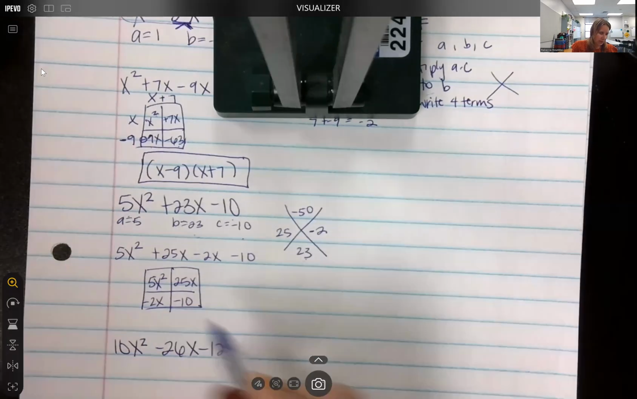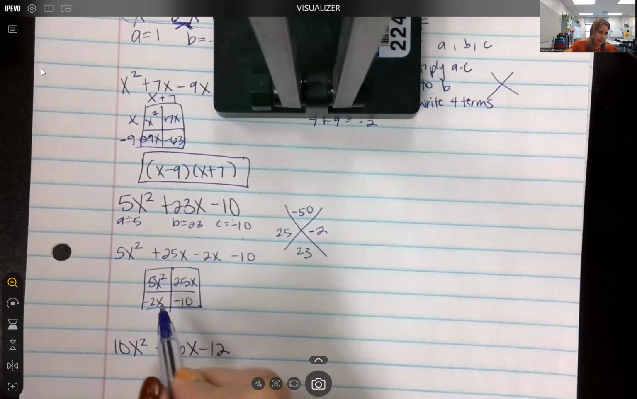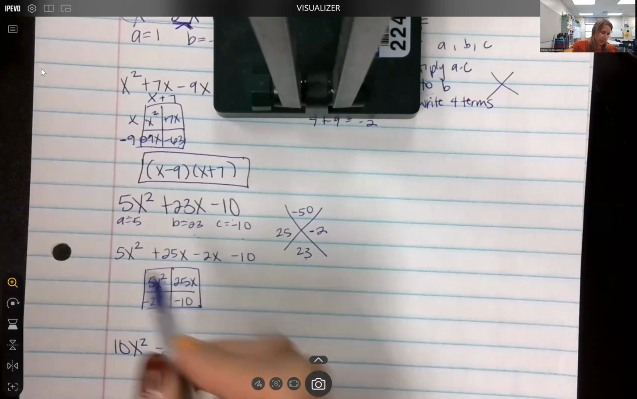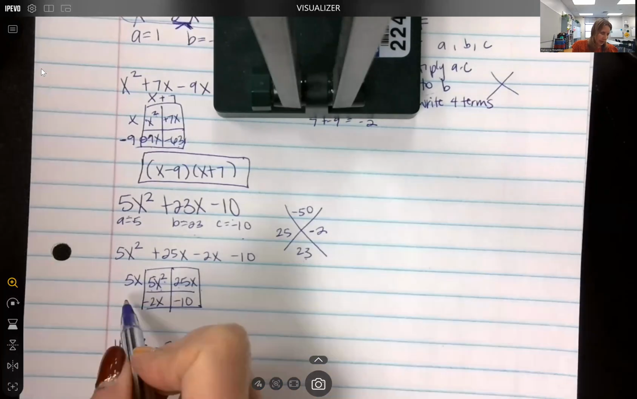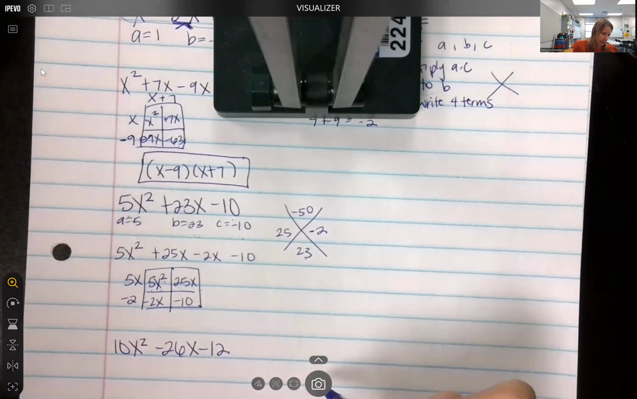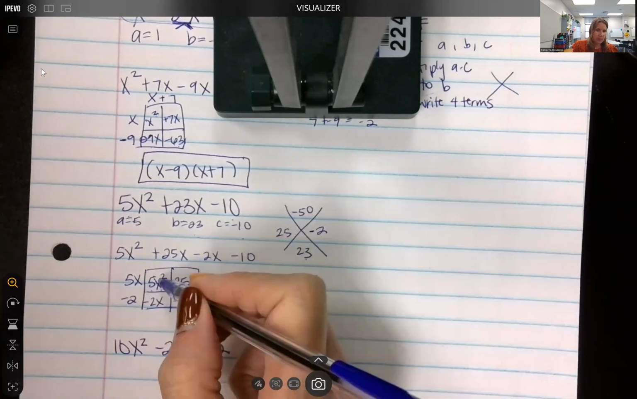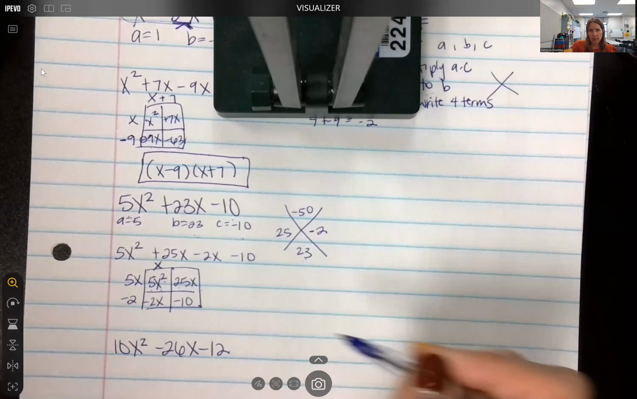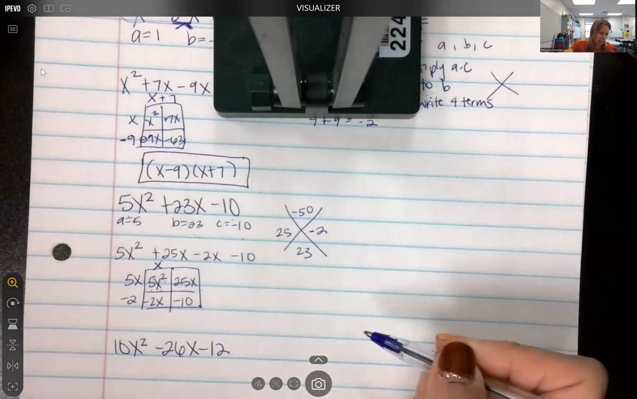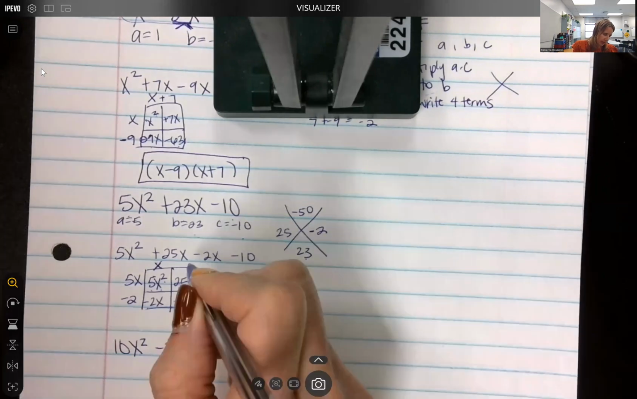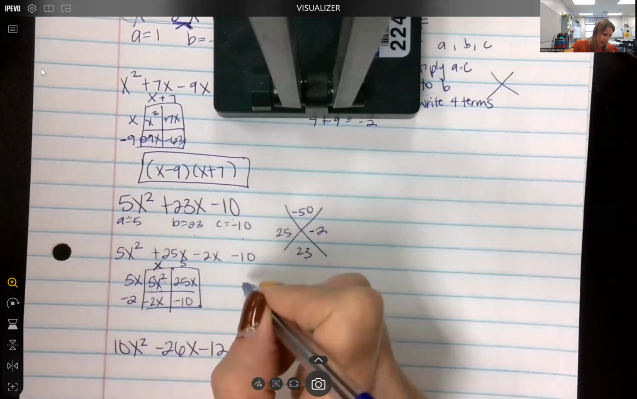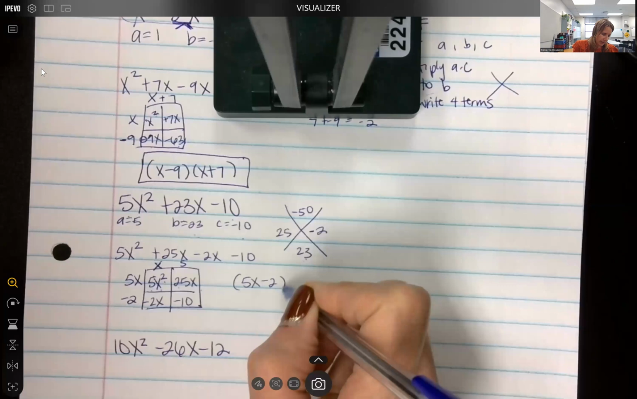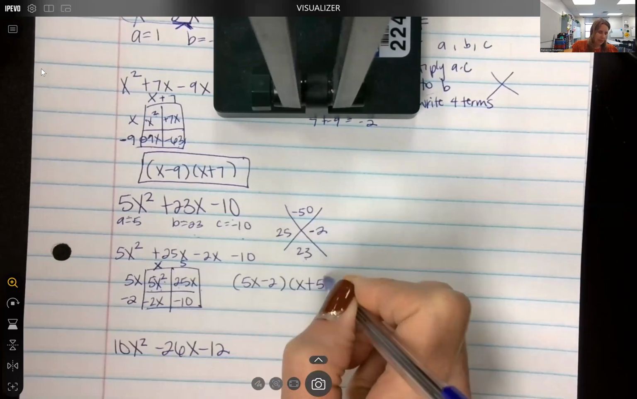5x squared and 25x has a 5 and an x common. Okay, negative 2x and negative 10 is negative 2. And then 5x squared and negative 2x is just x, because one's a 5 and one's a 2. I can't divide by a common number. And then here we have just 5. So our answers are going to be 5x minus 2 and x plus 5. Okay.